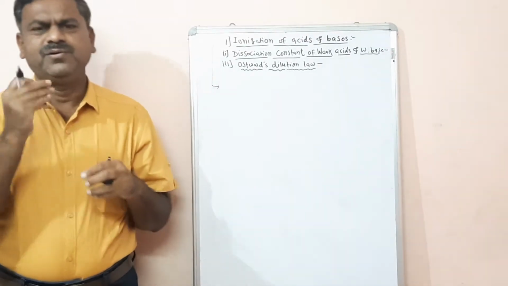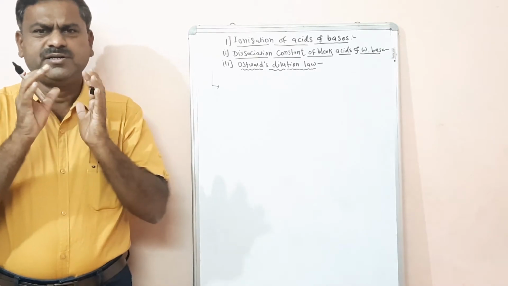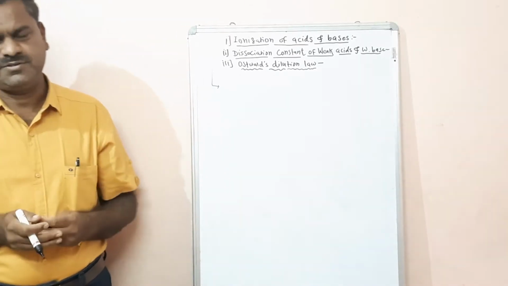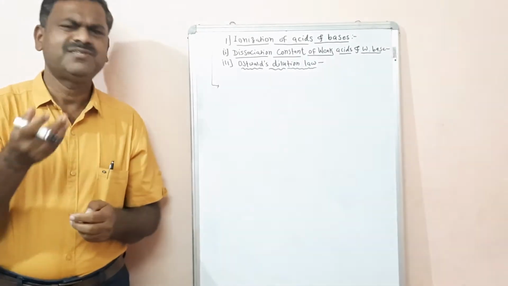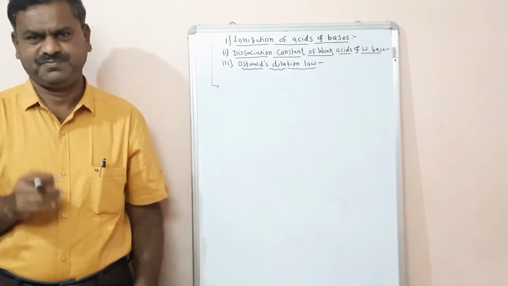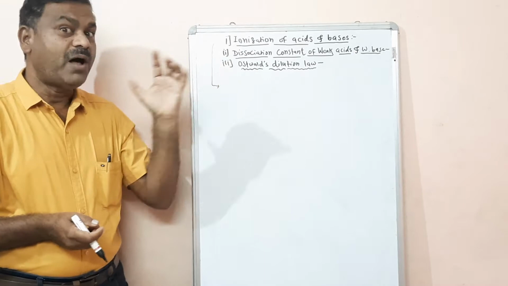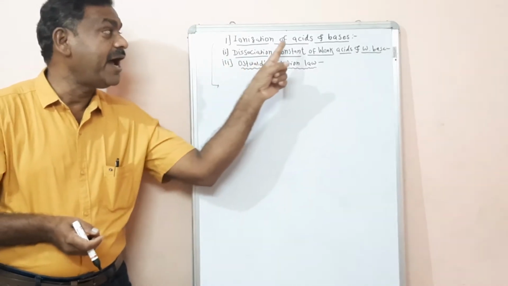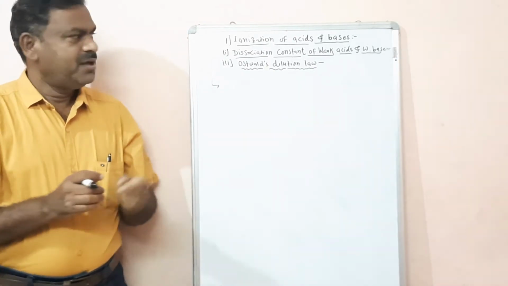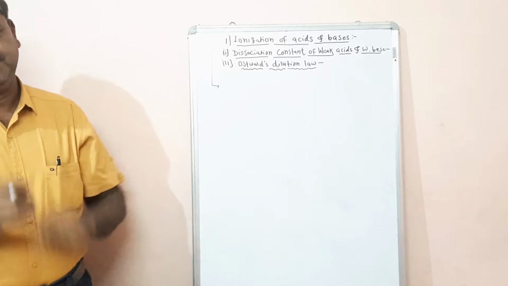Ionization is the formation of ions. And dissociation means what? That means separation of ions. Now here, how to ionize the acids and the bases: ionization of acid and ionization of base.